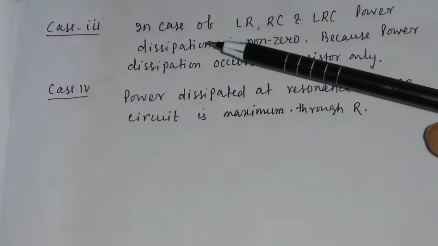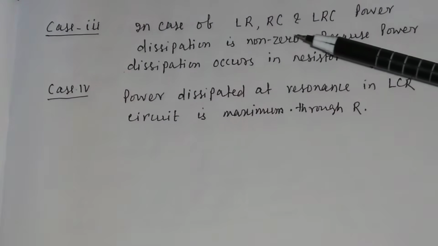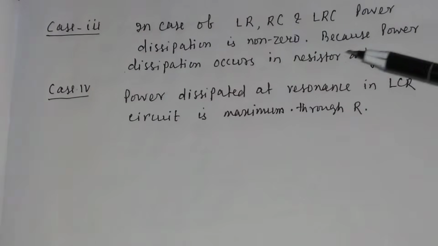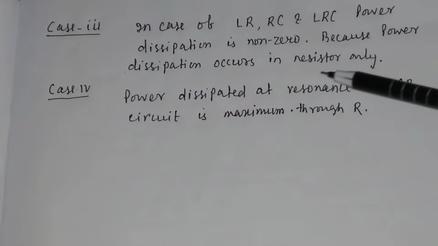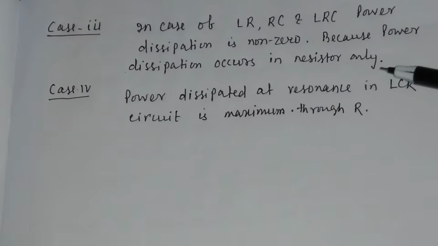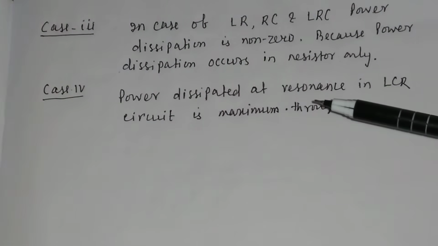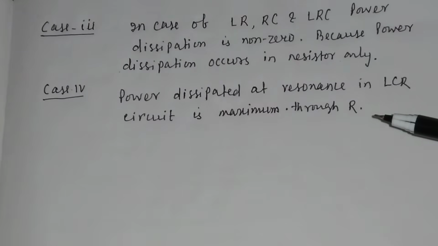Then case 3, in case of LR, RC or LRC circuit, the power dissipation is non-zero because power dissipation occurs in resistors only. Case 4, power dissipation at resonance in an LCR circuit is maximum through the resistor.